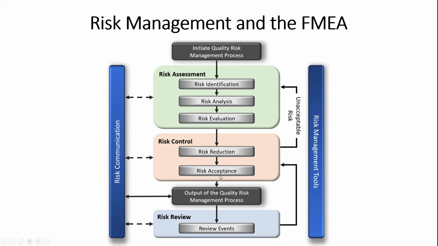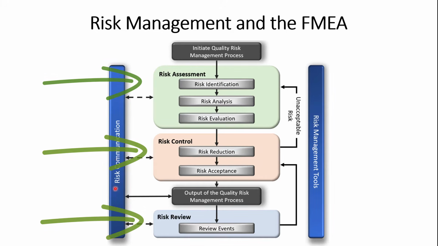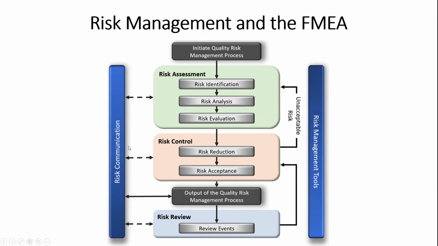All right, the next thing I want to cover is the big picture risk management process, and help you understand how a tool like the FMEA can be incredibly effective at walking you through all of the different steps in risk management. So in risk management, there's really three major categories of activities. There's risk assessment, risk control, and then risk review. And then over on the left here, you can see risk communication.